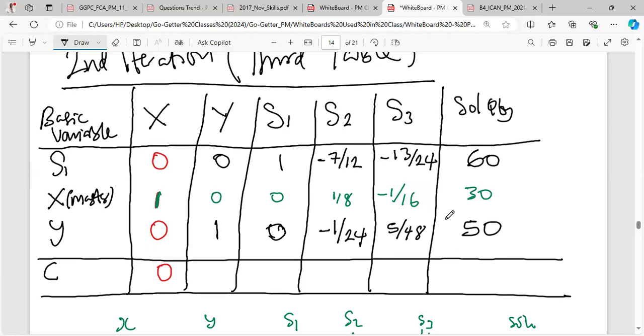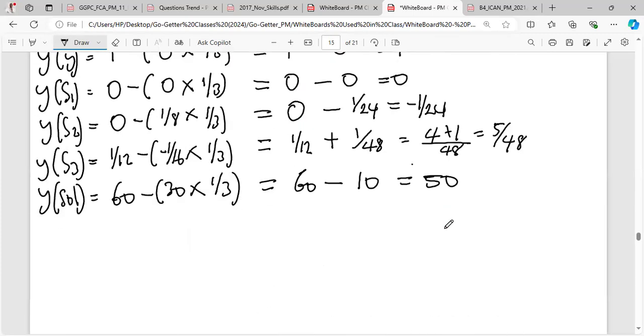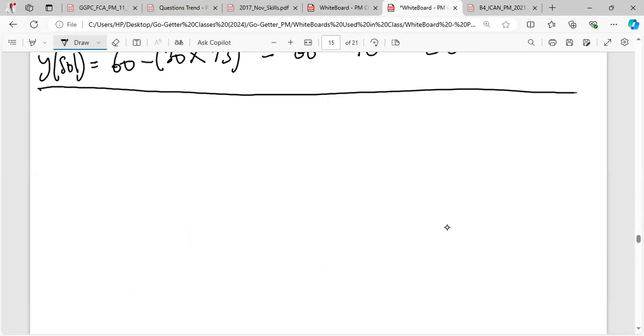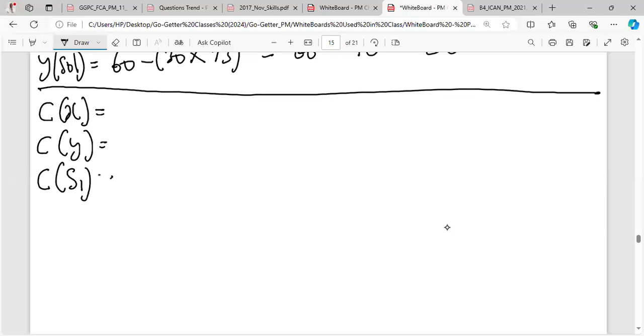All right, so we now go to the next one, which is our contribution. So this is C, C, Y, C, S1, C, S2, C, S3, C, solution.